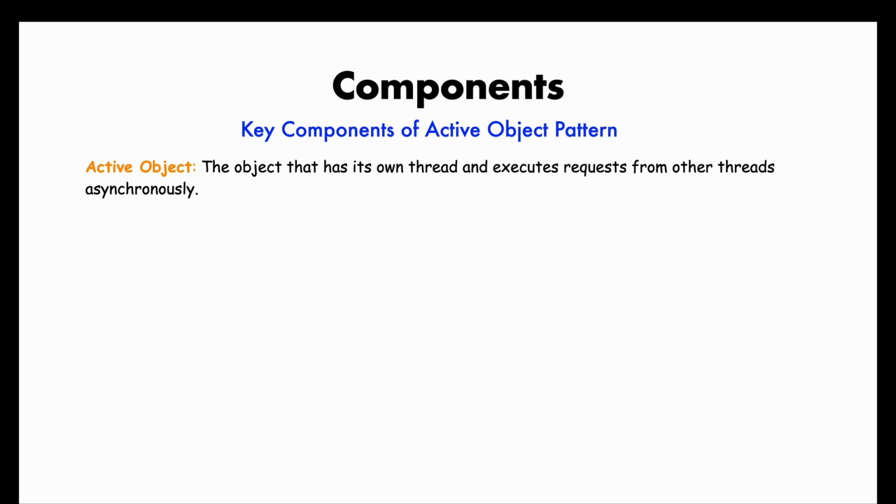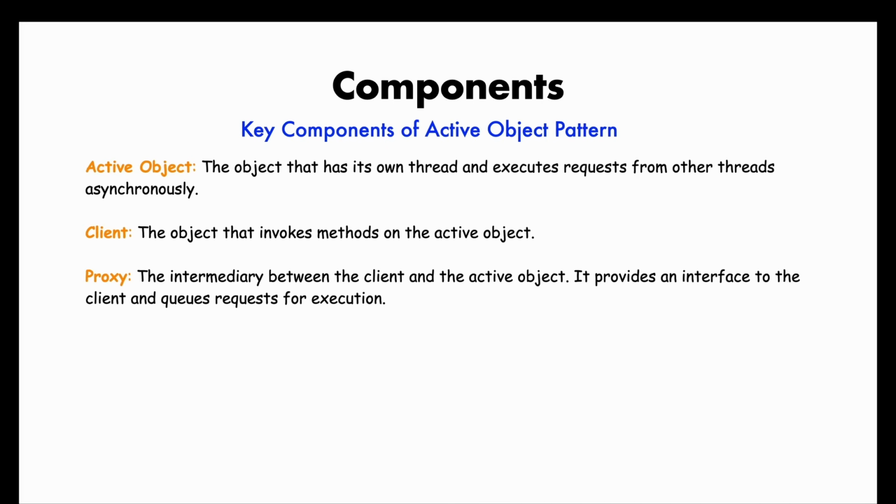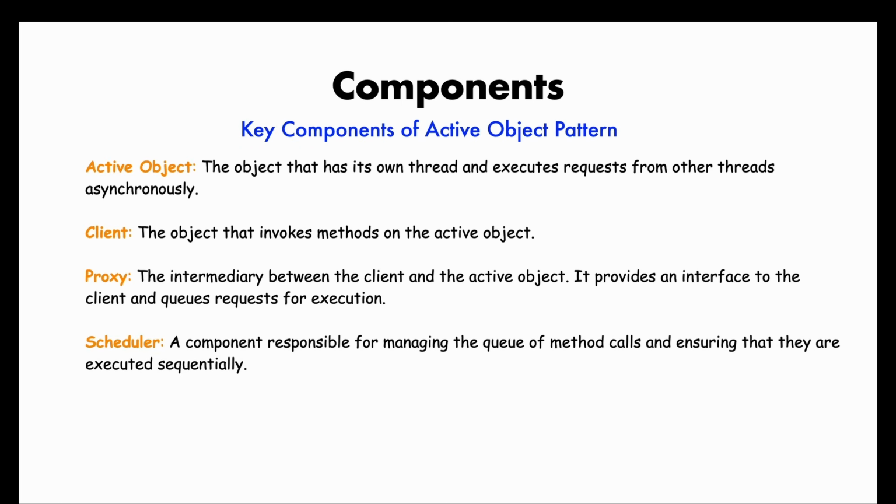First, an active object: the object that has its own thread and executes requests from other threads asynchronously. Then the client: the client object is the one which invokes the method on the active object. Then there is a proxy, the intermediary between the client and the active object. It provides an interface to the client and queues requests for execution. We'll get a clearer picture once we start coding all these components in IntelliJ.